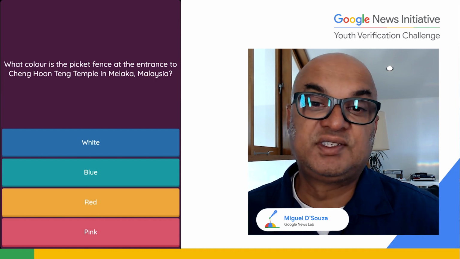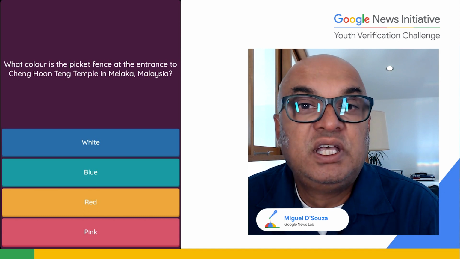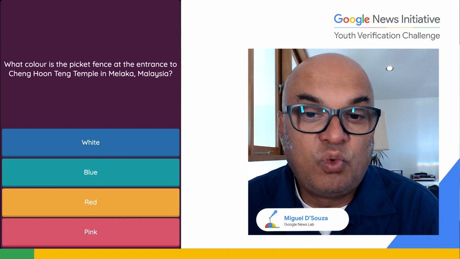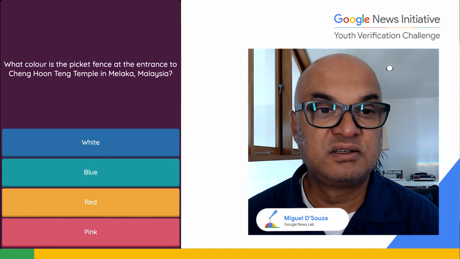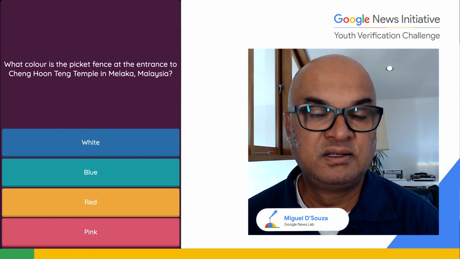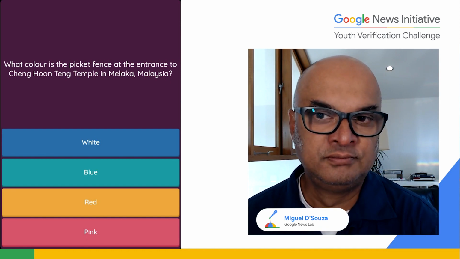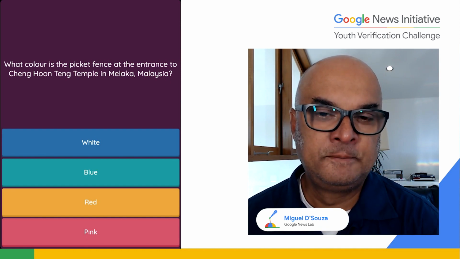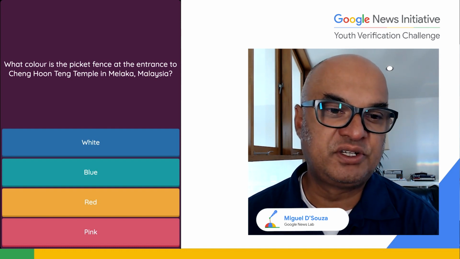So think about this. What color is the picket fence at the entrance to the Cheng Hun Teng Temple in Malacca in Malaysia? Is it white? Is it blue? Is it red? Or is it pink? And don't guess. And the other thing is, is the picture that you're looking at the most recent picture available?